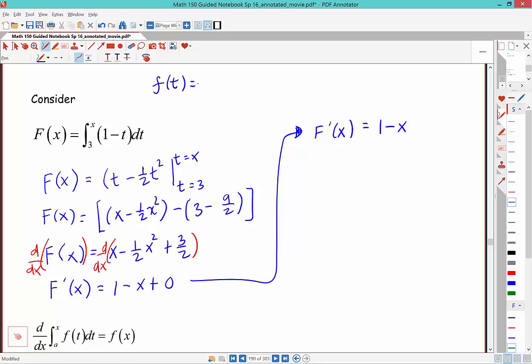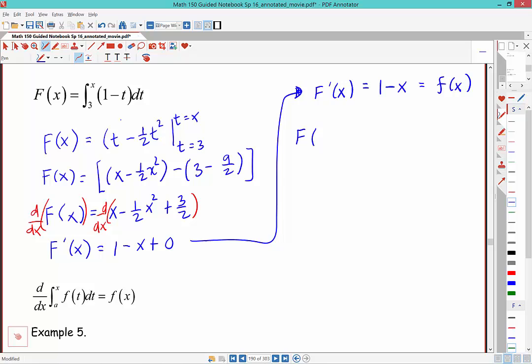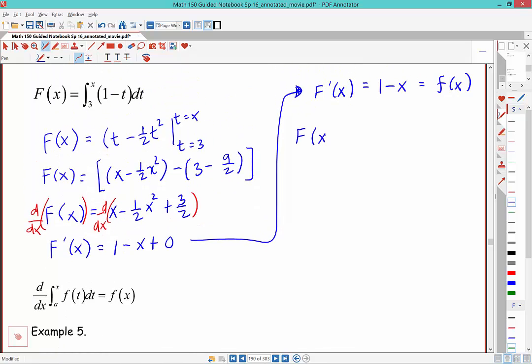So we literally could have said, oh, if capital F at x is equal to this integral from this constant to x of 1 minus t dt, then if I differentiate both sides with respect to x, on the left side I'll get capital F prime of x is equal to 1 minus x. I could have gone straight there by the second fundamental theorem of calculus. Okay? So, here we go.